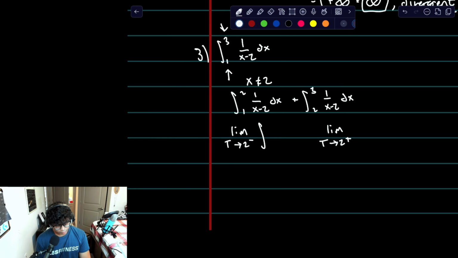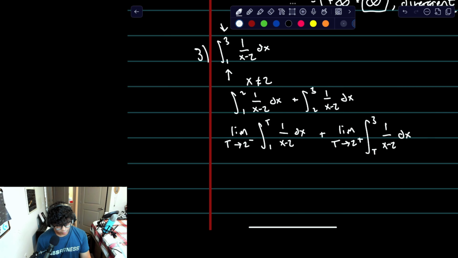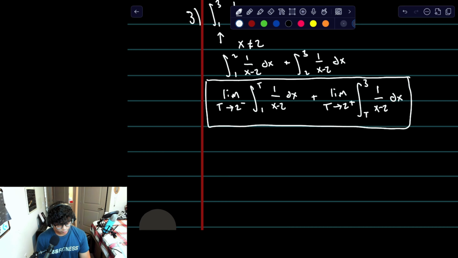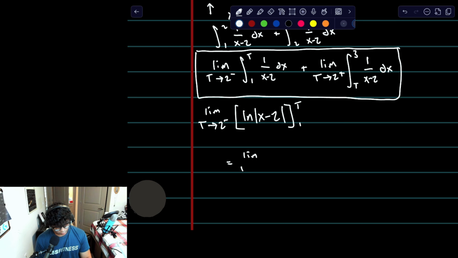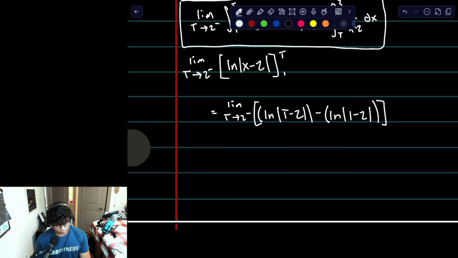So now we can substitute the 2 on each one for t, which in turn just gets you this. And from here, you would just do a basic u substitution to actually find the integral, which is the natural logarithm of the absolute value of x minus 2, and then bound it from 1 to t, which is testing this first half of the integral. And don't forget our limit, which then equals the limit of t approaching 2 from the left, natural logarithm of the absolute value of t minus 2 minus the natural logarithm of the absolute value of 1 minus 2. And once you plug in our 2 over here into t from our limit, you end up getting negative infinity as a whole.